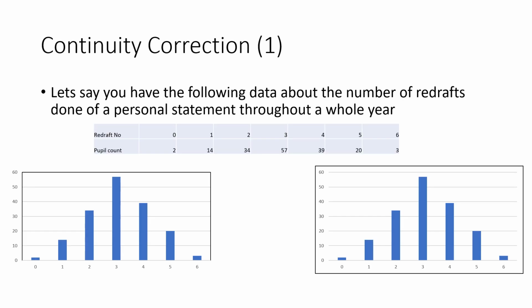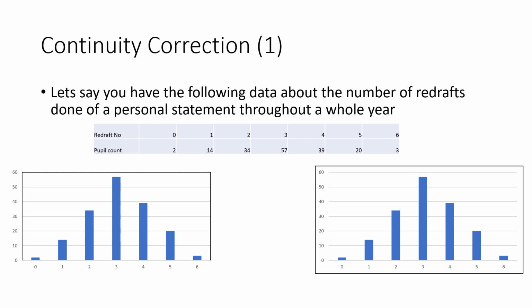When normally approximating a discrete distribution like binomial or Poisson distributions, we have to do something called a continuity correction. This is because we're going from a discrete variable to a continuous variable. I will have a video linked in the description which looks at this in more detail, and that might help you if you aren't able to understand from my explanation.